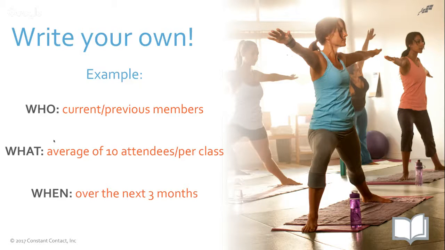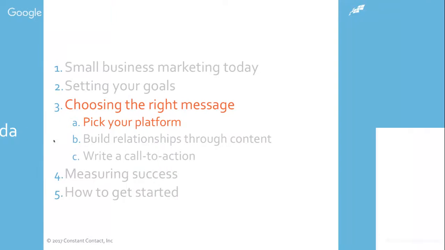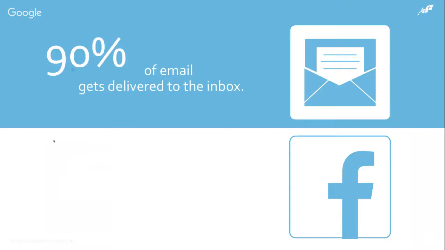So now that you've got your goals set up, let's look at choosing the right message. First, you're going to need to pick your platform. And when you think of platforms, there's two big ones to really consider almost regardless of network. First, 90% of email gets delivered into the inbox. Whereas on Facebook, which is the other big one, guess what percentage of Facebook fans will actually see that?